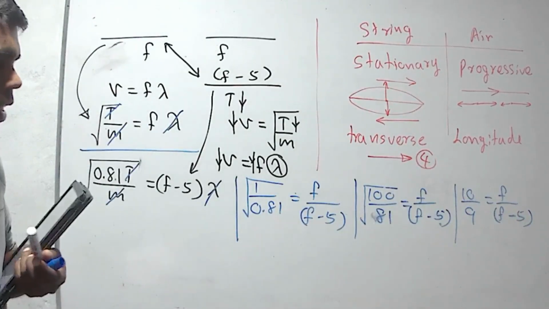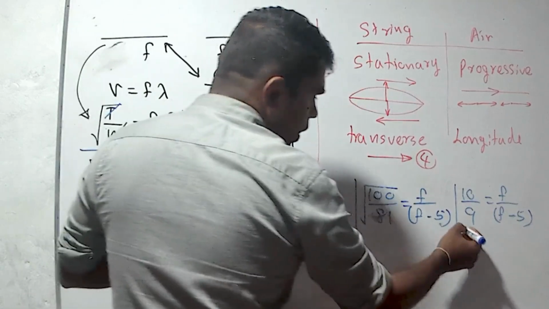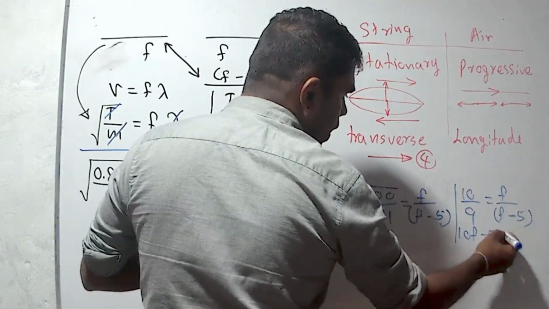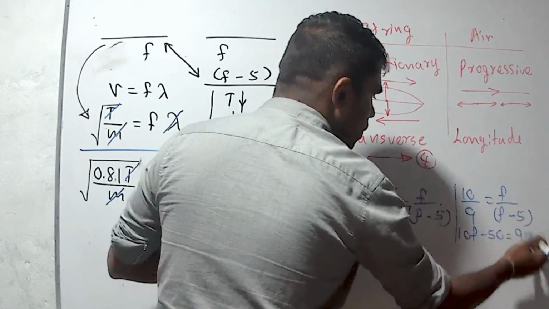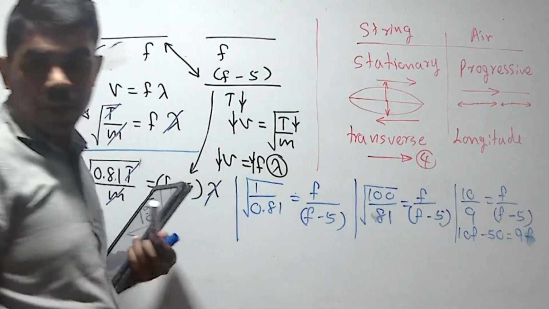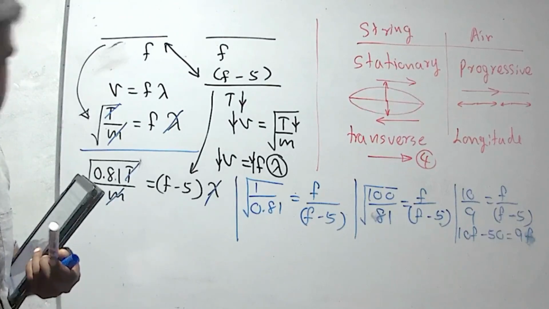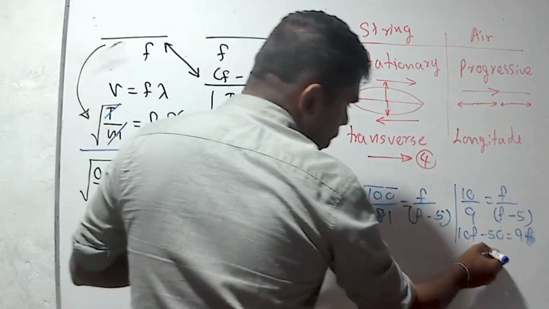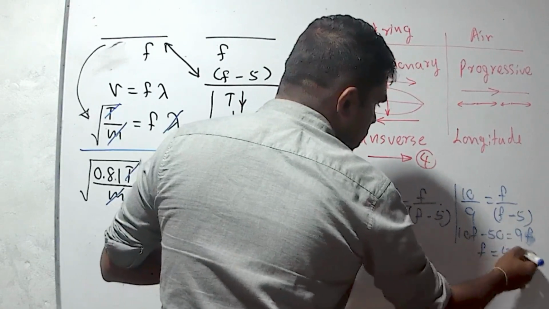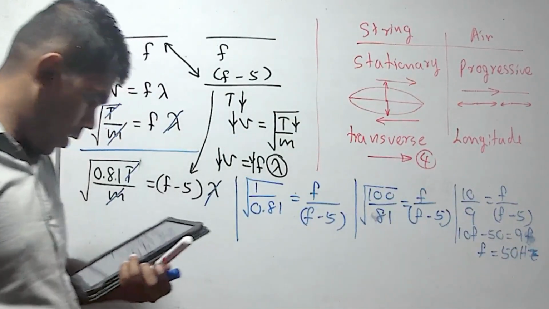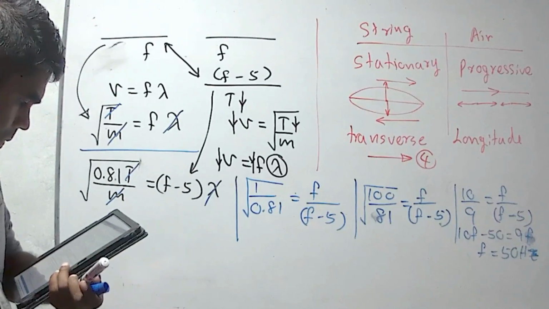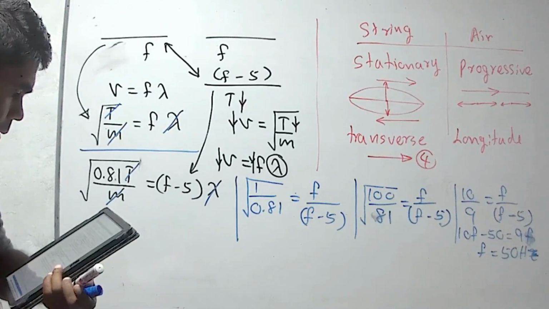We can simplify this equation: 10f minus 50 equals 9f. Then f equals 50 Hertz. Then the answer is 2.